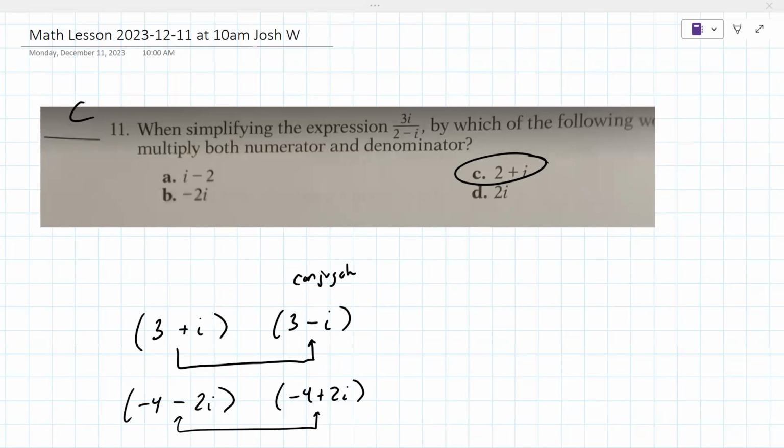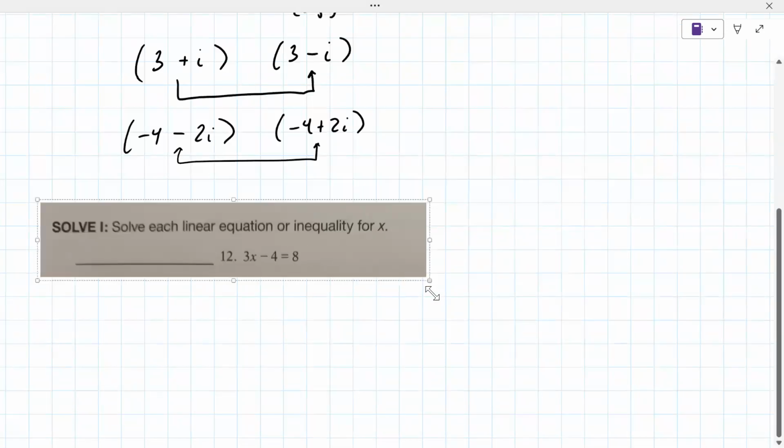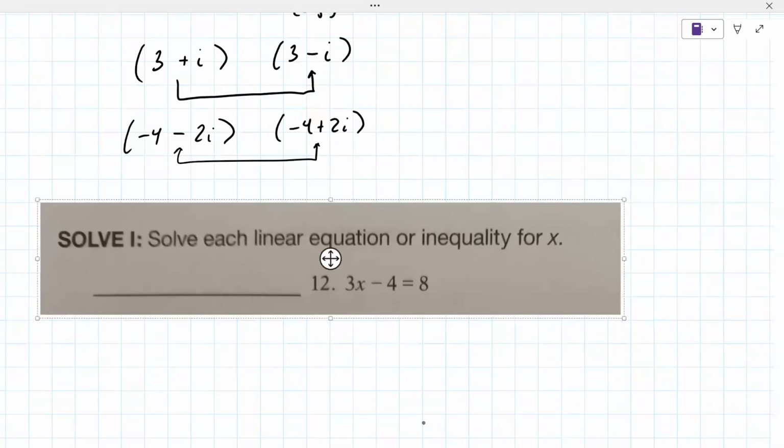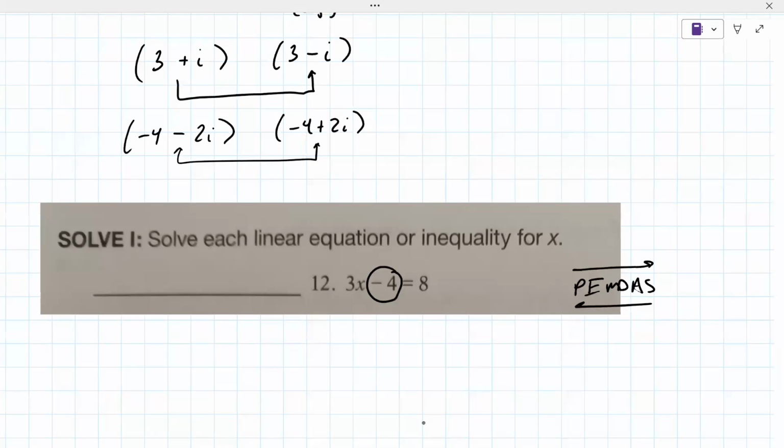Okay. Next three problems say to solve. You solve each linear equation by undoing the operations, undoing the order of operations. So we're going backwards. You're going to undo the -4 first. How do you undo subtraction by 4? We have to add 4, right?